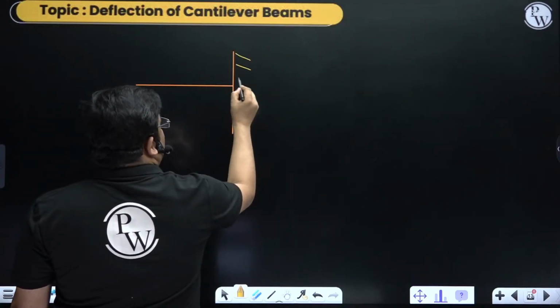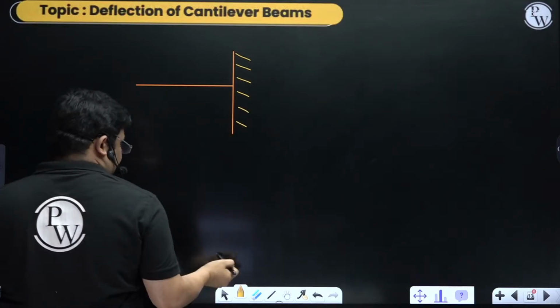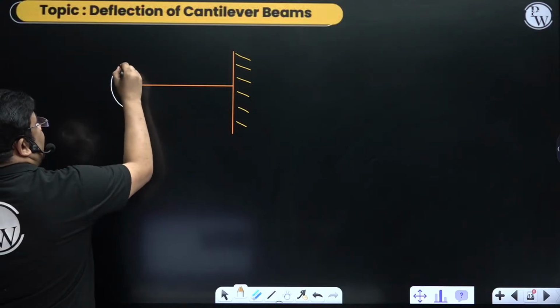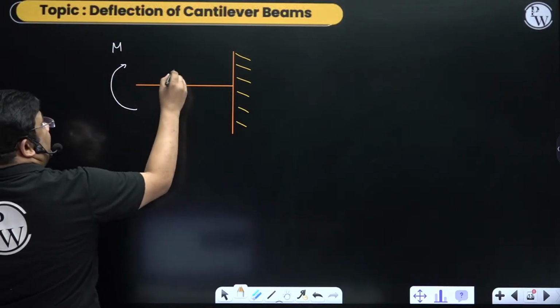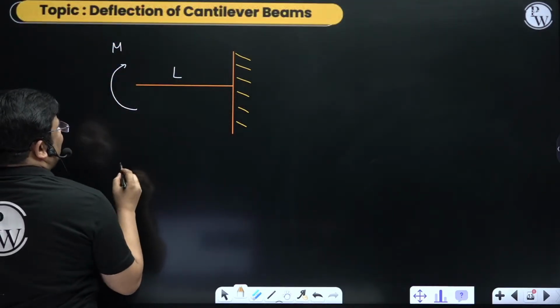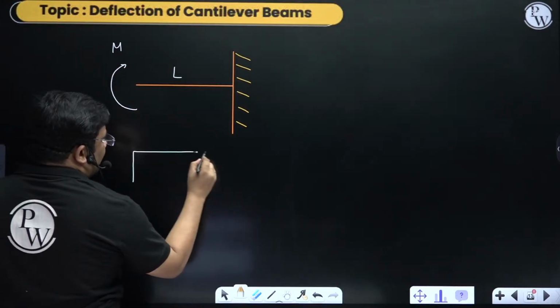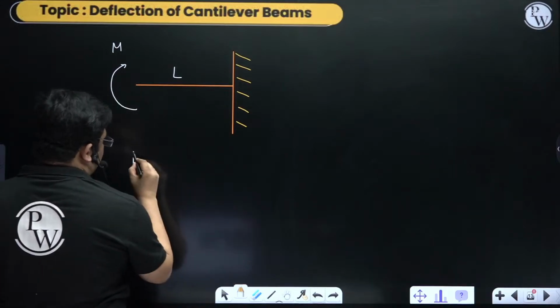Suppose there is a moment acting at one end. If we have a bending moment M acting on one end, then what is the bending moment diagram? Everywhere it will be M only. So the bending moment diagram will be like this.